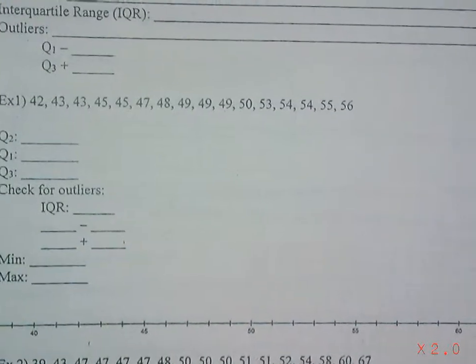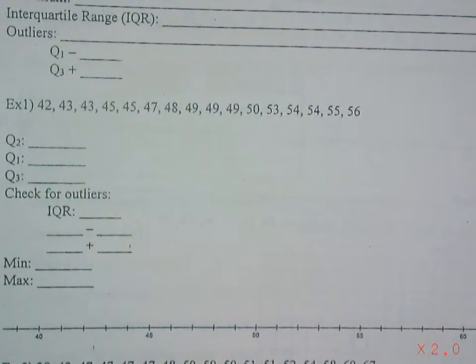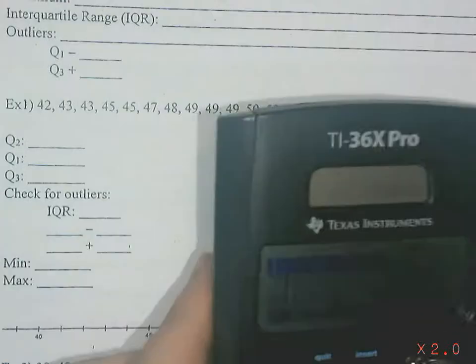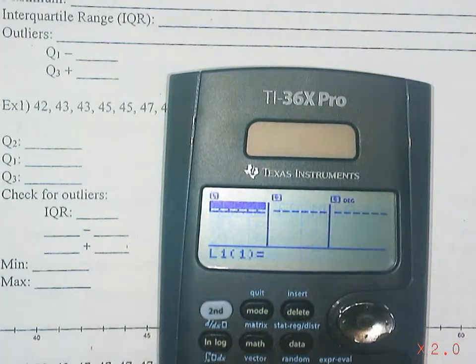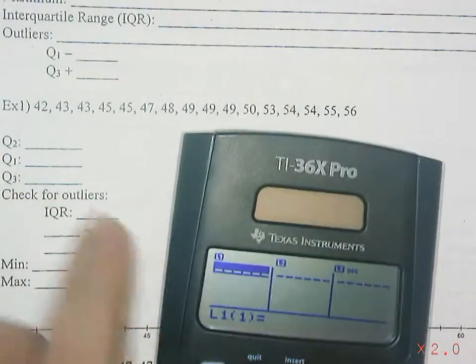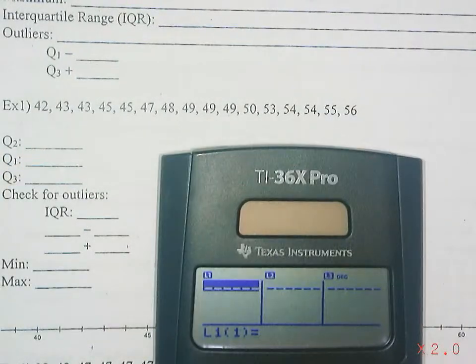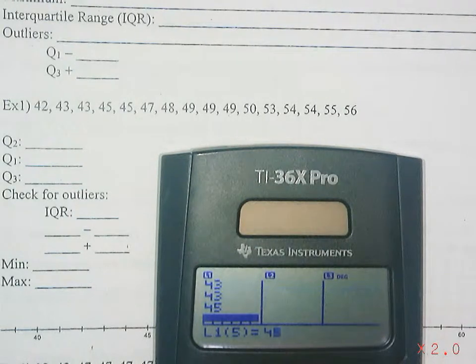So right here, we've got our data set. I'm going to go through on my calculator here, and I'm going to plug in the data just like I did with mean, median, mode, and range. Okay, so just plug in this data set right here. So 42, 43, 43, 45, 45, 47, 48, 49, 49, 49, 50, 53, 54, 54, 55, 56.